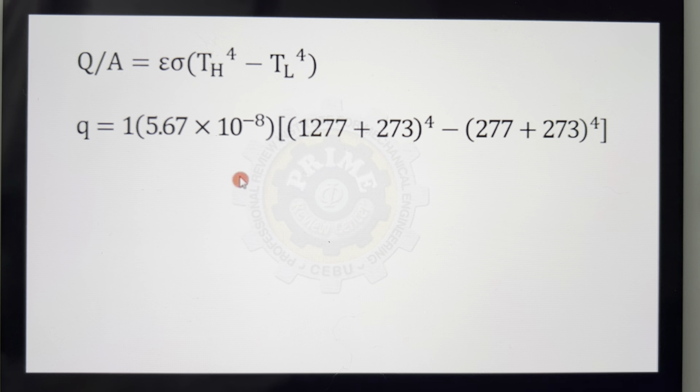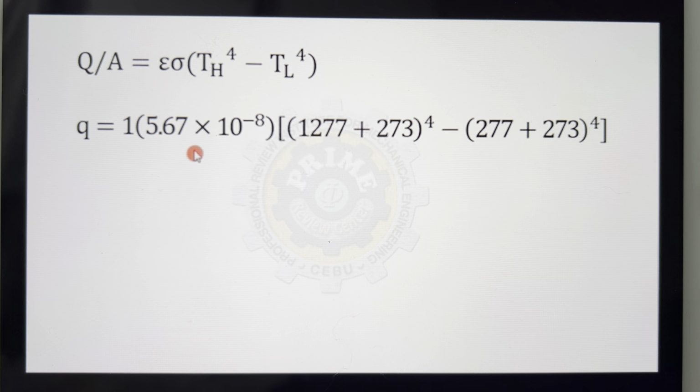So meron pala tayong keyword from the problem. Maximum theoretical quantity of heat radiated. So pwede mo siyang i-assume as black body. Then yung Q over A, represent lang natin as small q. Okay, so yung sigma, again, is 5.67 times 10 to the power of negative 8. So yung sigma, if hindi na memorize, you can just use yung calculator. So that is the constant 31. Okay? So makikita sa calculator yung sigma or yung Stefan-Boltzmann constant.